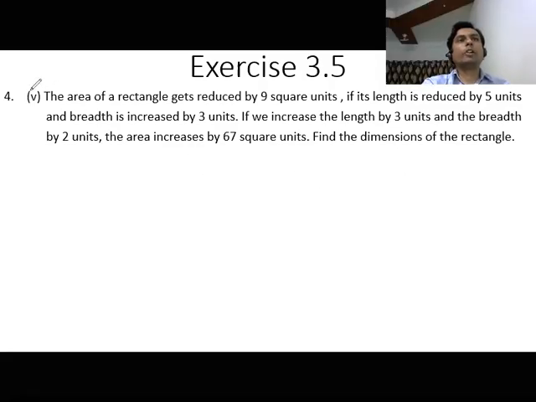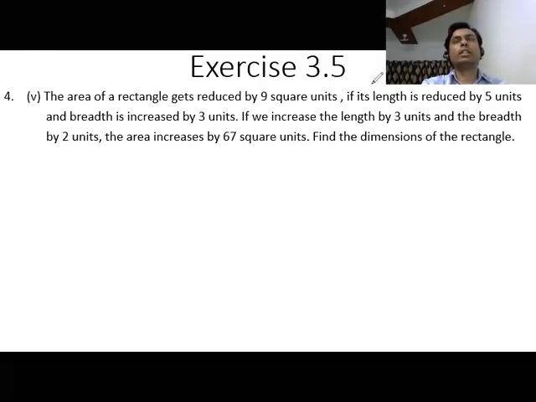Welcome back. Now we are going to the fifth subsection of the fourth numerical in the fifth exercise of pair of linear equations in two variables. The question is, the area of a rectangle gets reduced by 9 square units if its length is reduced by 5 units and breadth is increased by 3 units. If we increase the length by 3 units and the breadth by 2 units, the area increases by 67 square units. Find the dimensions of the rectangle.